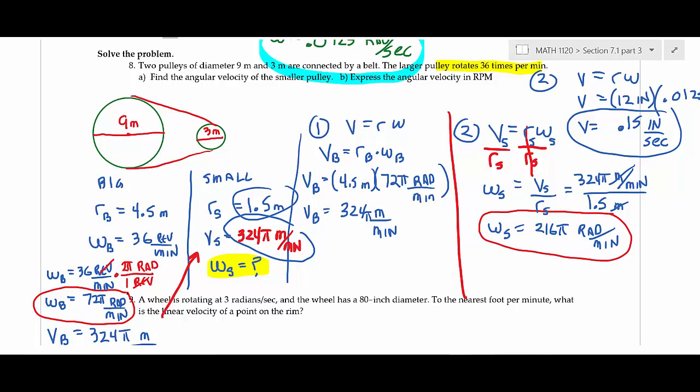Yes, sir. Wouldn't it be easier to use the 36 RPM we already had, and put that in with the 4.5 to solve for V? Yeah, that would work also. It seems a little simpler to me, it's less work, fewer steps. I think the reason I chose to do it this way is because I wanted to establish to you guys that the linear velocities are the same. So I was thinking, okay, let's find the linear velocity, they're the same, and then compute it that way.